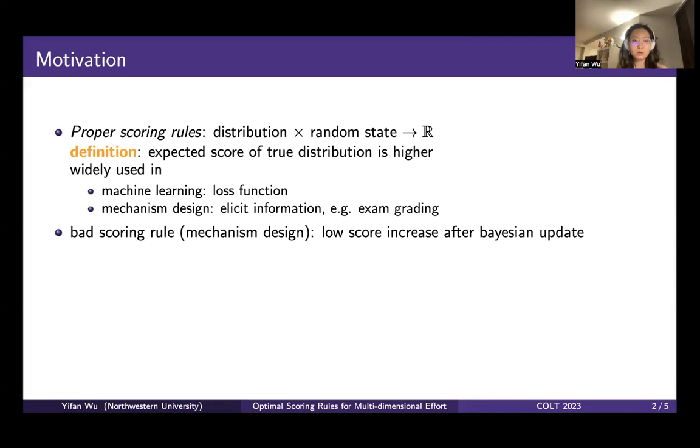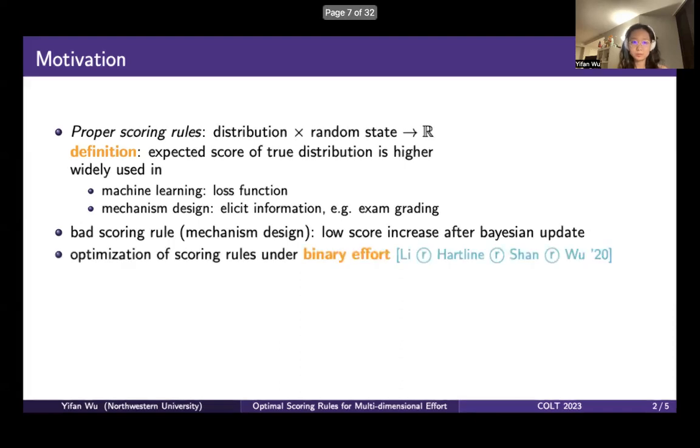So some scoring rules are bad in terms of mechanism design. The agent can learn by doing Bayesian updates. After doing Bayesian updates, there is an increase in expected score. However, for some scoring rules, that increase may be very low. So if the agent has to pay a cost to acquire the information and do Bayesian updates, and you are using a bad scoring rule, then the agent is not incentivized.